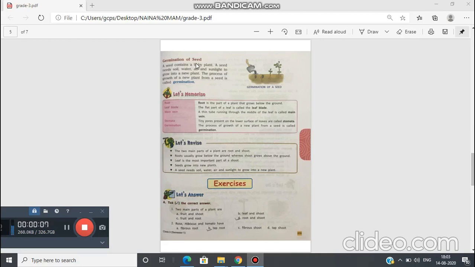Learners, in the previous session, we have read about the parts of a plant. Today, we will read about germination of seed. Germination means to grow, spring up.